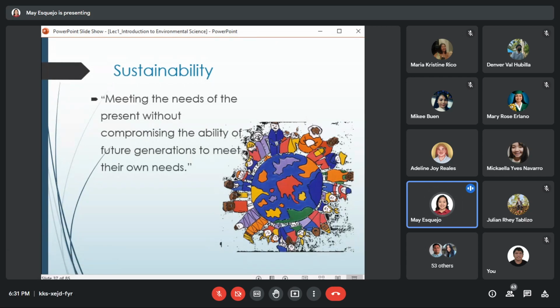Okay? So, let's go back to sustainability. So, last time we discussed some of the parts of the introduction of environmental science, and this is where we stop. Okay? Also dun sa sustainable development goals. So, sustainability is meeting the needs of the present without compromising the ability of the future generations to meet their own needs. So, we keep on discussing, we keep on mentioning about how to sustain the resources of an environment.